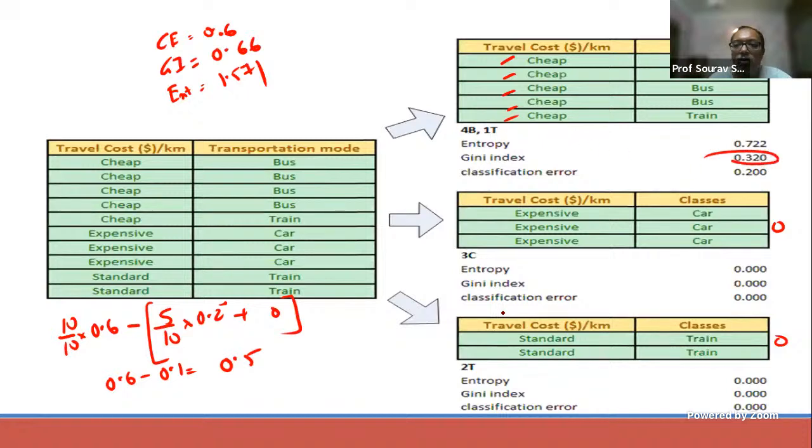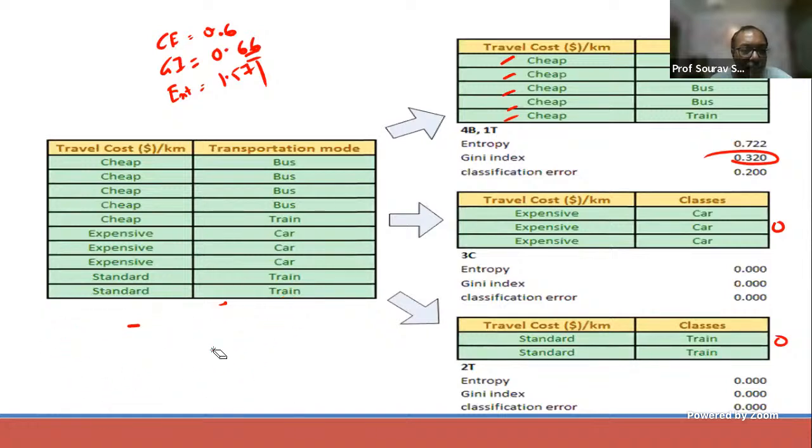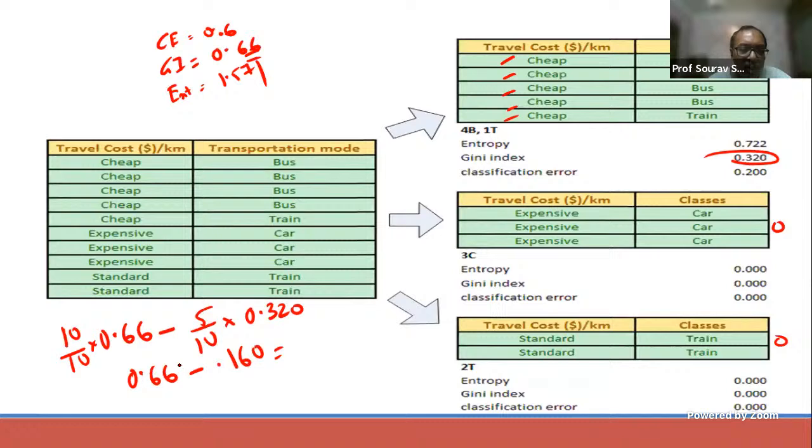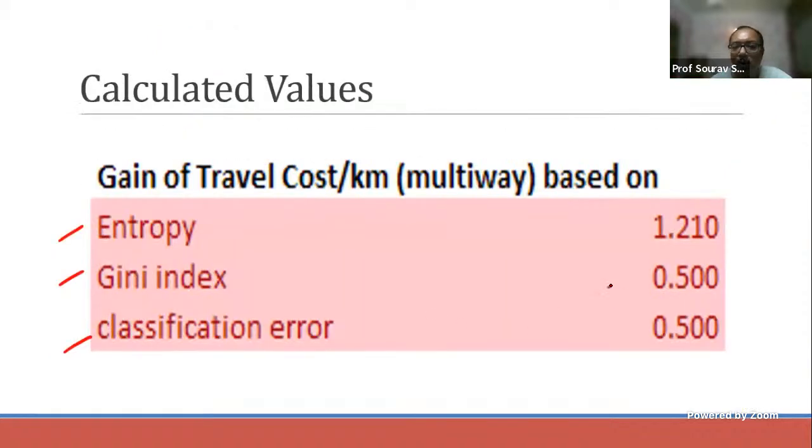For the case of Gini index, at my root node it was 0.66. So let me write this down. The root node, 10 of the 10 records, giving 0.66, minus 5 of the 10 giving 0.320, and then the rest as 0. So this is 0.66 minus half of 0.320, which is 0.160. So this is 0.50, which is basically the value that we will get out of it. So this is what I get by Gini index, classification error, and this is what I get via the entropy. Okay, so that's one part of the piece.